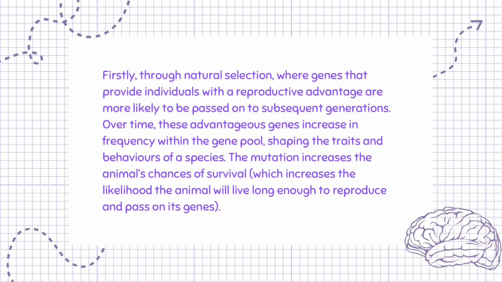Firstly, through natural selection, where genes that provide individuals with a reproductive advantage are more likely to be passed on to subsequent generations. Over time, these advantageous genes increase in frequency within the gene pool, shaping the traits and behaviors of a species. The mutation increases the animal's chances of survival, which increases the likelihood the animal will live long enough to reproduce and pass on its genes.